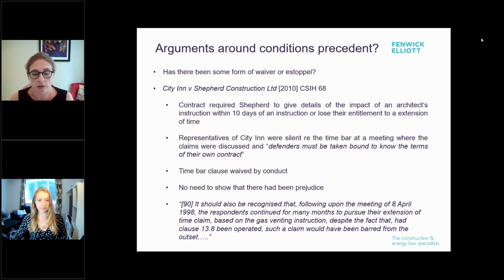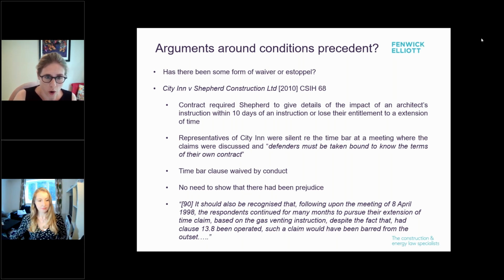And just taking a little bit from the judgment, it should also be recognised that following the meeting on the 8th of April 1998, the respondents continued for many months to pursue their extension of time claim based on the gas venting instruction, despite the fact that had clause 13.8 been operated, such a claim would have been barred from the outset. So an example of waiver in operation.